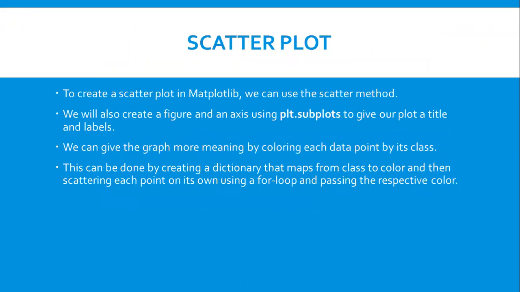Now we will discuss scatter plot. To create a scatter plot in Matplotlib, we can use the scatter method. We will also create a figure and an axis using plt.subplots to give our plot a title and labels. We can give the graph more meaning by coloring each data point by its class. This can be done by creating a dictionary that maps from class to color and then scattering each point on its own using a for loop and passing the respective color.